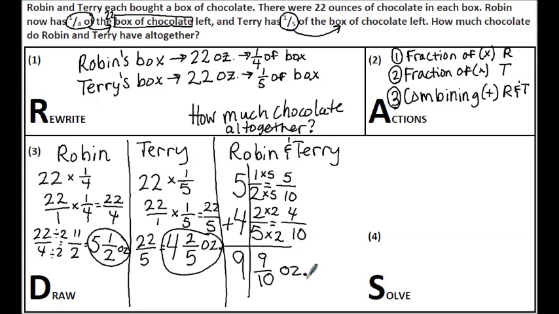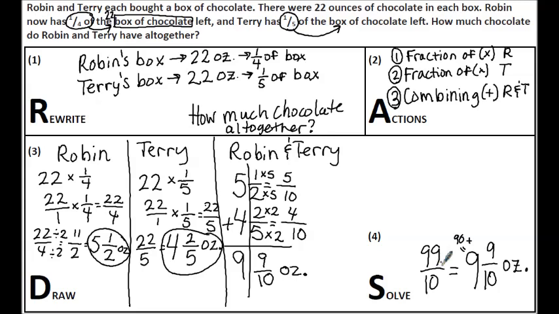So now we know that altogether Robin and Terry have 9 and 9/10 ounces of chocolate left over. So if we write that as a mixed number, we have 9 and 9/10 ounces. And if you wanted to look at how many tenths of an ounce they have, we could put it into an improper fraction. 10 times 9 is 90, and 90 plus 9 is 99.